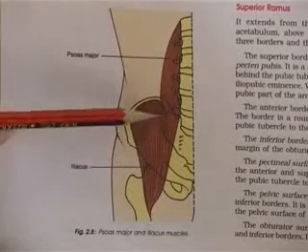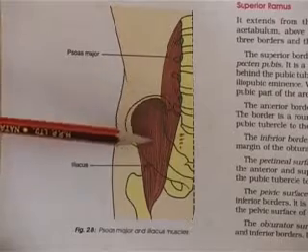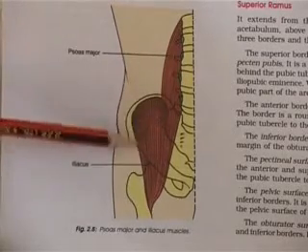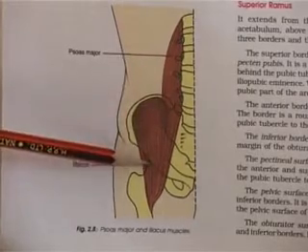This is the iliac fossa, and only iliacus muscle arises from the upper 2/3 of the iliac fossa, and this is the muscle which is flexor of the hip joint.